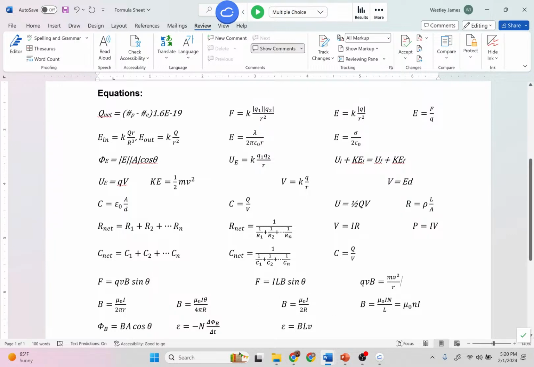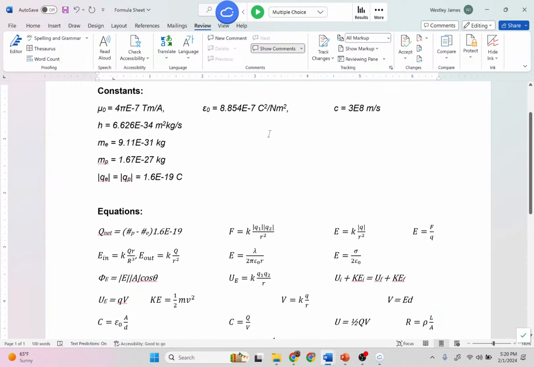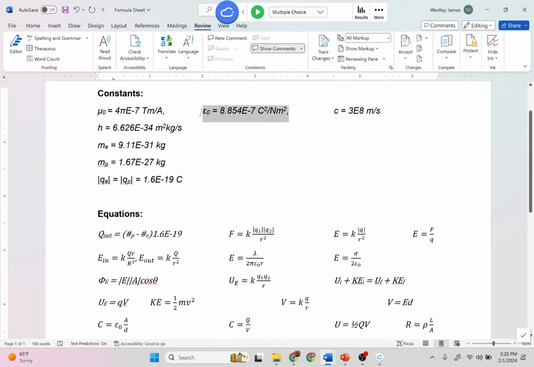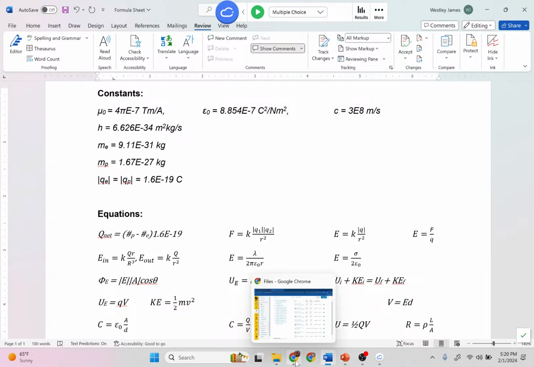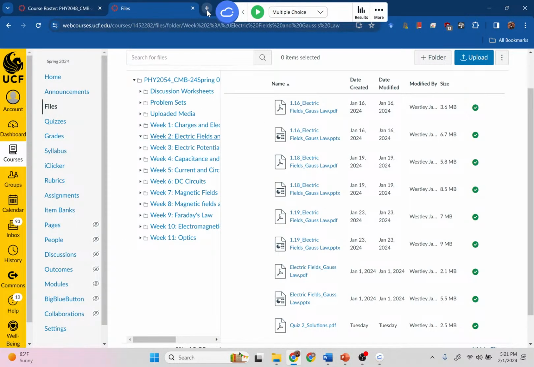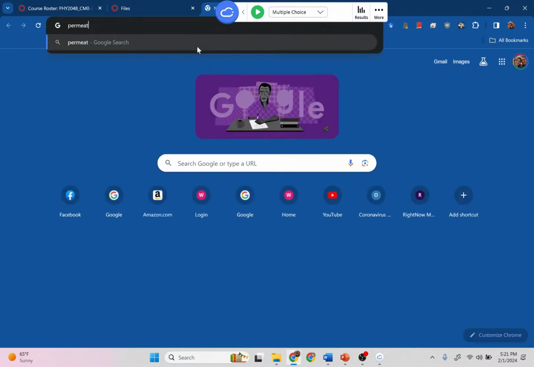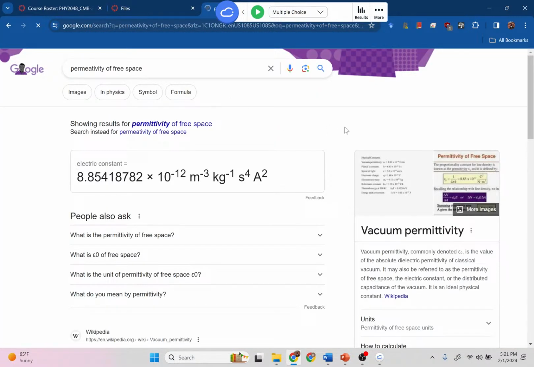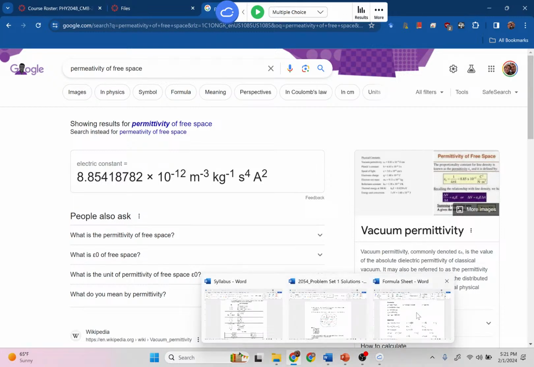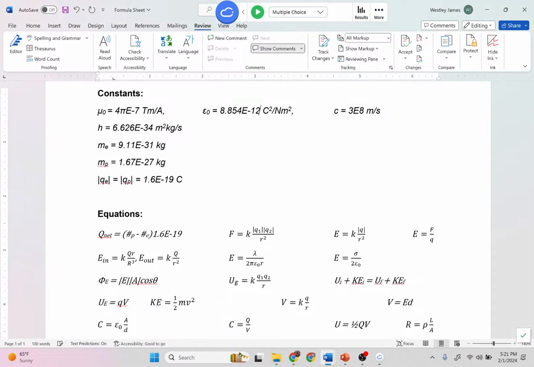And it is located right there. C equals epsilon naught A over D. If you're like, man, what's epsilon naught? 8.854 e to the minus, that feels off. All right, now I'm going to fact check myself. It's called the permittivity of free space. I'm sure I spelled that wrong. Yeah, okay, great catch on me. That should be e to the minus 12.